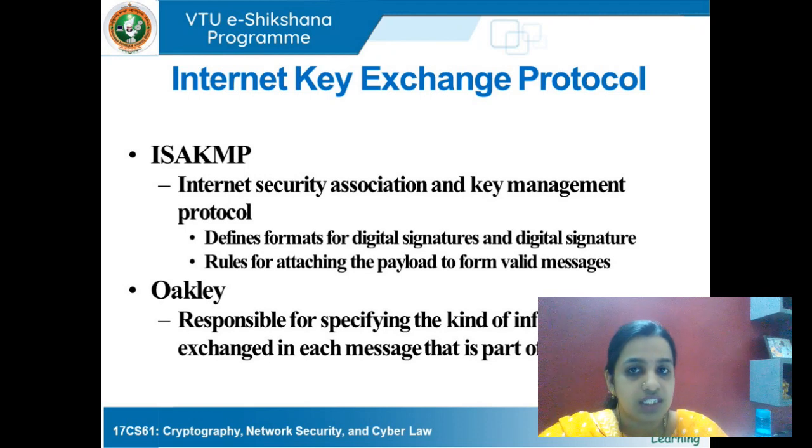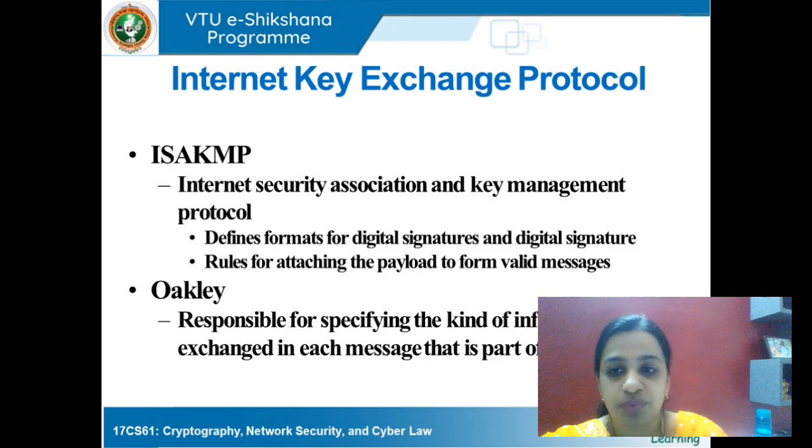Now what is this ISAKMP? It is Internet Security Association and Key Management Protocol. This protocol is responsible for defining formats for digital signatures and digital certificates. And also it specifies the rules for attaching the payload to form valid messages.